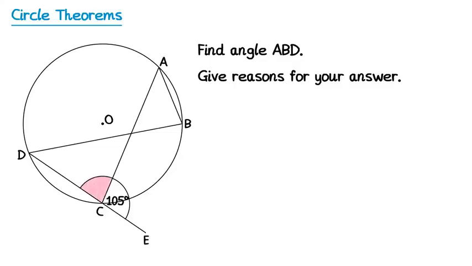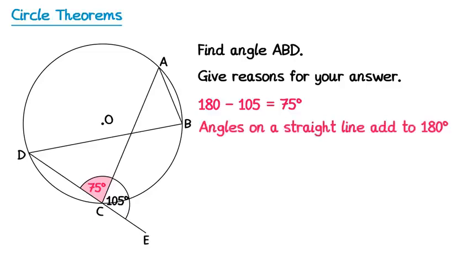You should notice that this angle here ACD goes with the angle ACE to make a straight line. So these two angles must add to make 180. So we could say that 180 minus 105 equals 75, so we know that this red angle here is 75 degrees. And remember we need to give reasons for our answer, so we would state that the angles on a straight line add up to 180 degrees.